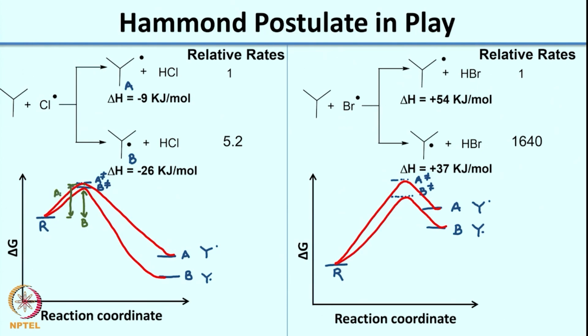As you can see, the energy for A is slightly higher than B, not a whole lot higher. In this case, this would be the activation energy barrier for B, and for A, as you can see, the difference is much higher in the case of bromide. So you can clearly see that the energy difference in the case of bromide is much higher, which is why in the relative rates you see a huge difference.